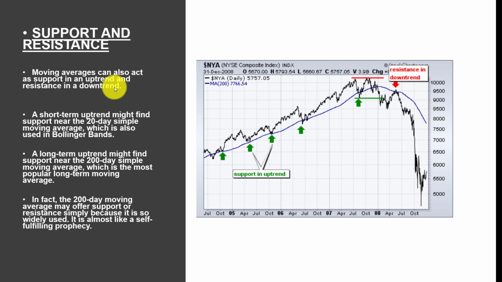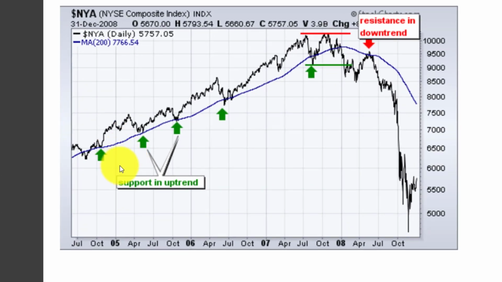So you can see here, when you have a short-term uptrend, the price will almost use that, as described in the previous slide, will use the moving average as a support. So rarely will you see the price then fall below that moving average, and you will note that this will be the support moving forward.